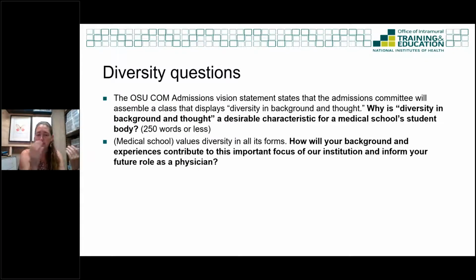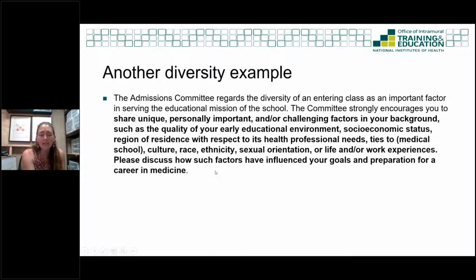Also, there's another medical school, just one that I found. How will your background and experiences contribute to this important focus of our institution and inform your future role as a physician? Again, a similar question, but worded slightly differently. A third example is a longer one. This has a lot of different pieces, so make sure you are answering the question. The admissions committee regards the diversity of an entering class as an important factor. I'll let you look through these, but it gives you a list of all the types of things they're looking for in regards to diversity for this school. The last sentence is also really important: please discuss how such factors have influenced your goals and your preparation for a career in medicine.